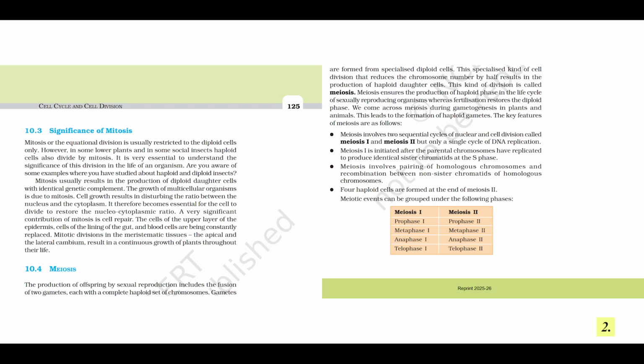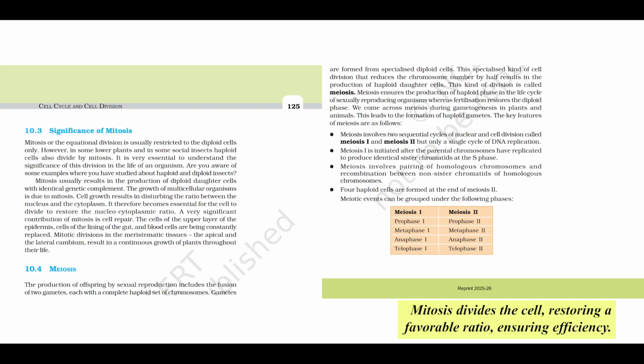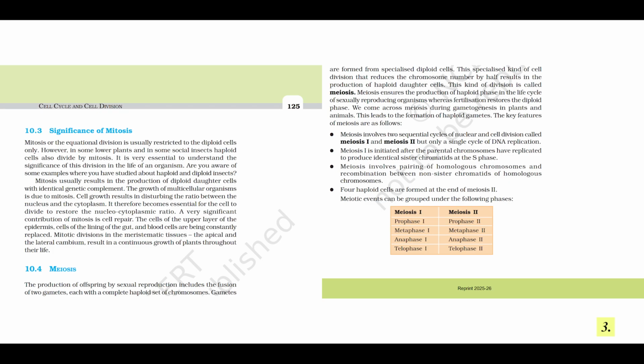2. Maintenance of nucleocytoplasmic ratio. As a cell grows, its volume increases faster than its surface area, and the cytoplasm can become too large for the nucleus to control efficiently. Mitosis divides the cell, restoring a favorable ratio, ensuring efficiency. Keeping the balance right.